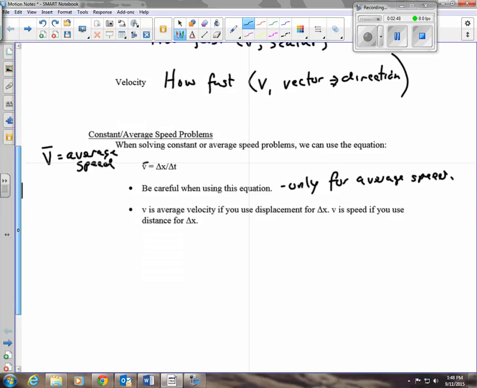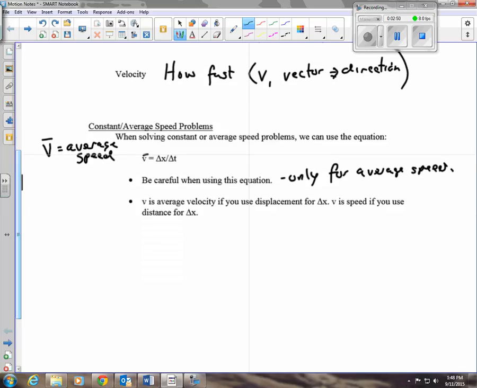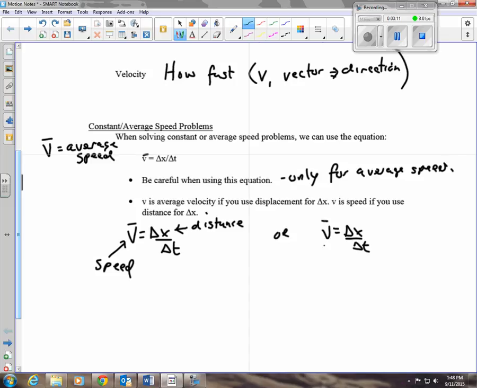Now the other thing is we're going to use this equation for velocity or speed. If I do v as delta x over delta t, and I want this to be speed, which is a scalar, I have to use distance over here, which is a scalar. Or, it's going to look exactly the same, but if I want this to be velocity, which is a vector, I need this to be displacement, which is a vector.